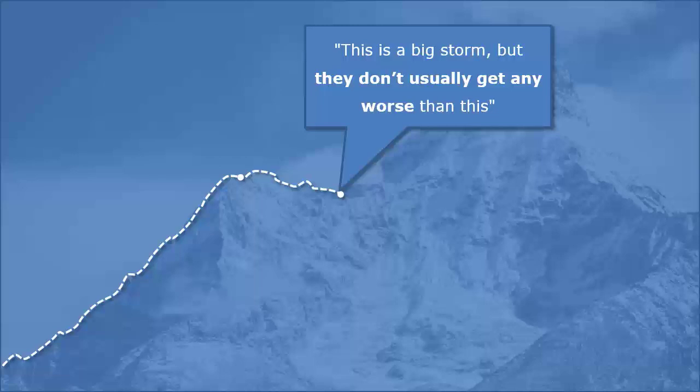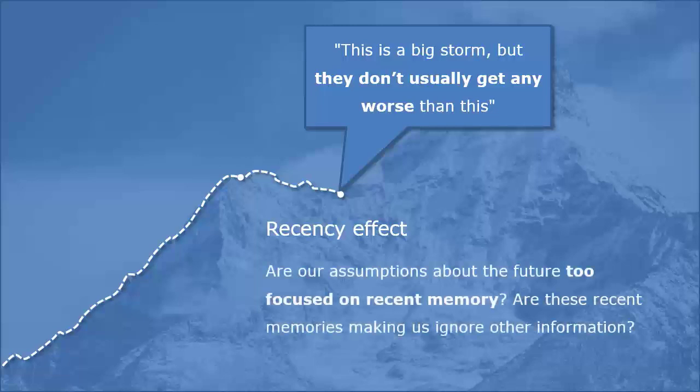So this bias goes by the name the recency effect. In other words, we tend to pay attention to things that we've paid attention to recently and ignore things that happened further in the past. So, a question to ask yourself is, are our assumptions about the future too focused on recent memory? Are these recent memories making us ignore other information?